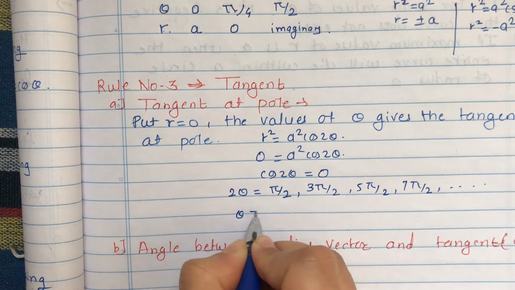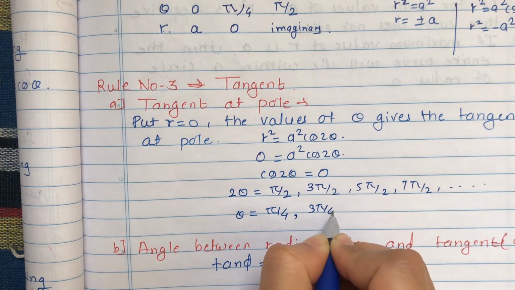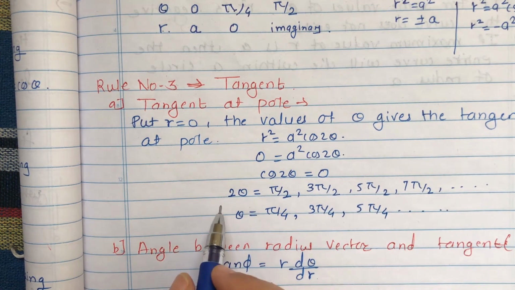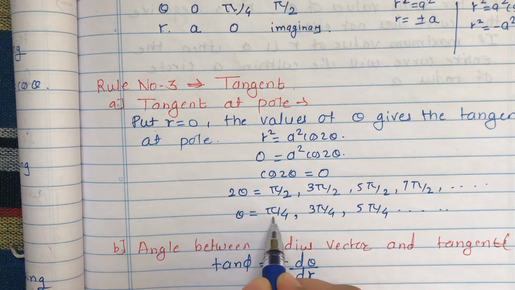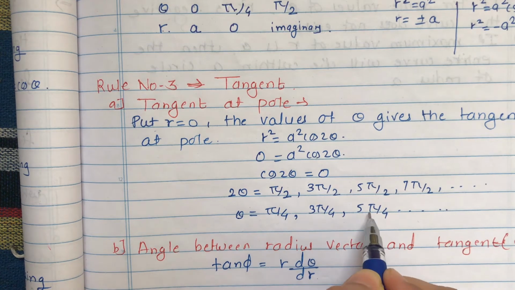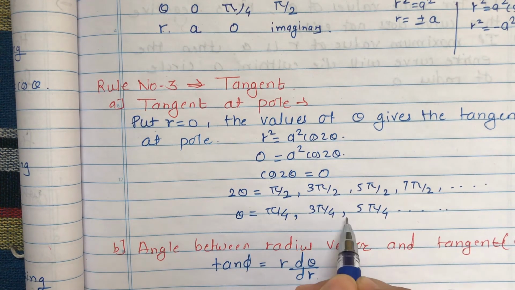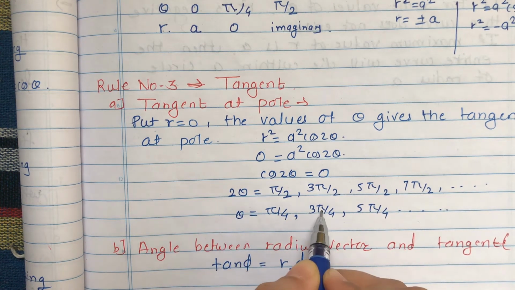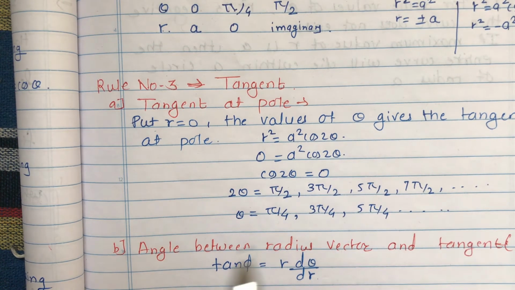Okay, so we can write theta is equal to pi by 4, 3 pi by 4, 5 pi by 4, and so on. So after putting r is equal to 0, we will get theta is equal to pi by 4, 3 pi by 4, 5 pi by 4, and so on. So these are the tangents at pole. That means theta is equal to pi by 4, theta is equal to 3 pi by 4, theta is equal to 5 pi by 4, and so on.